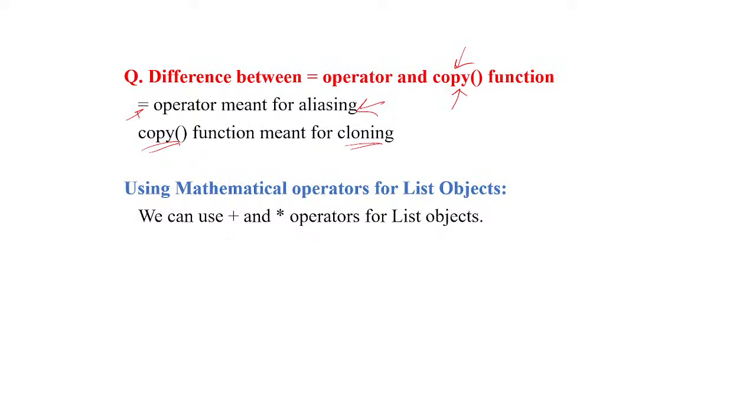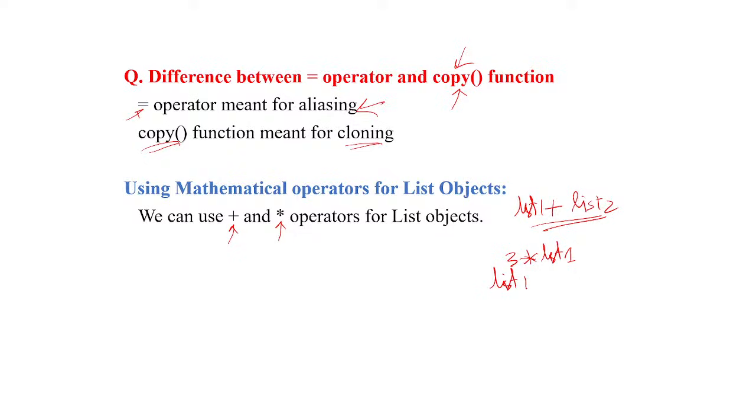You can also use mathematical operators like plus and star, asterisk, on a list object. Plus indicates concatenation. So when you say list1 plus list2, it adds the two lists. That means the second list is concatenated with list1. Similarly, when you say 3 into list1, that means repeat all the elements of list1 3 times.